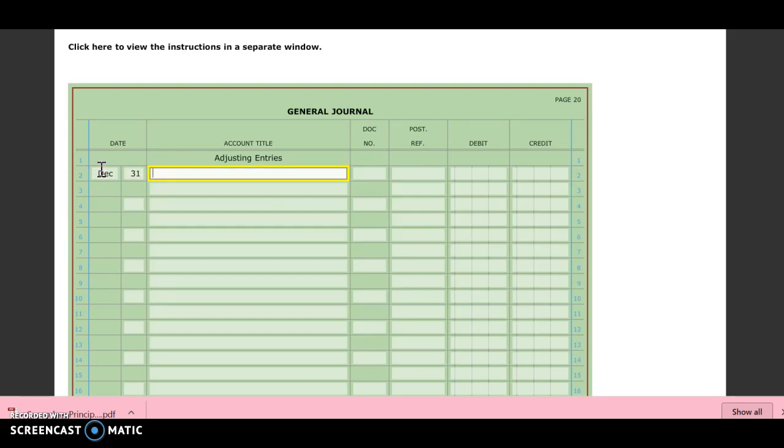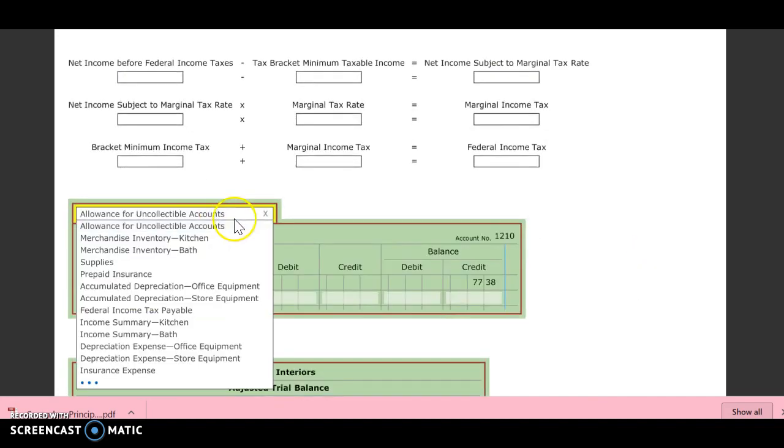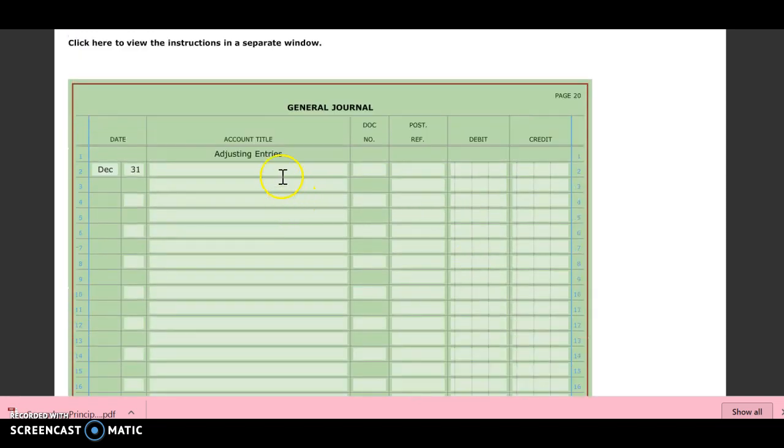Okay, and our first adjusting entry that we're going to do is the uncollectible accounts. So it says estimate of uncollectible accounts is $2,101.23. So when we go down underneath here, we're going to see our general ledger accounts. And so I need to go to my allowance for uncollectible. It says right now that I have a credit of $77.38. So I'm going to take that number that they give us, $2,101.23, minus what we have in there, $77.38. That gives us $2,023.85. That's going to be my adjustment.